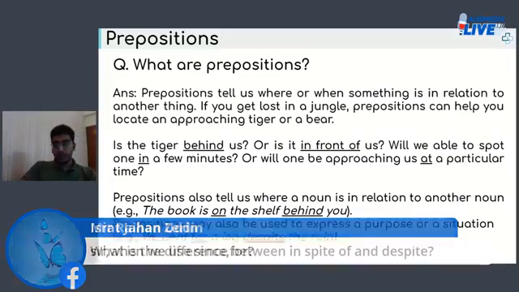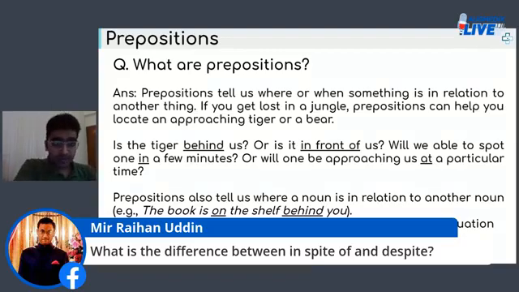I hope it's clear. Now, Mirayanuddin is asking, what is the difference between in spite of and despite? Well, both the same actually. They can be used interchangeably. Despite and in spite of, they both carry the same meaning. In spite of me telling you to not do it, you still did it, right? Same thing. Despite me telling you to not do it, you still did it. Despite and in spite of both indicate a contrast, and they're both usable interchangeably. Okay? All right.